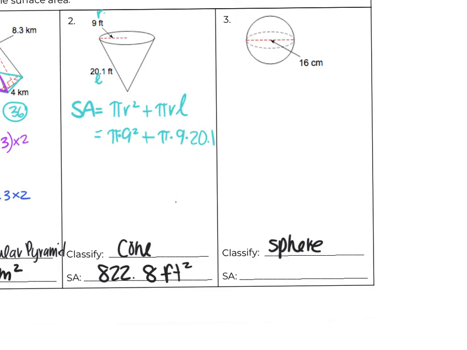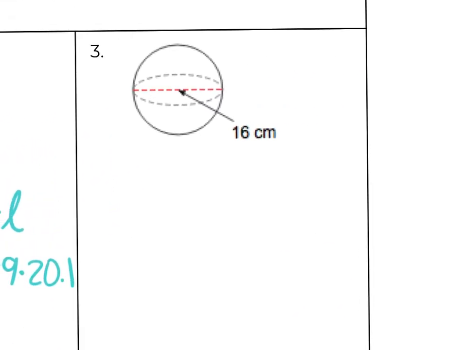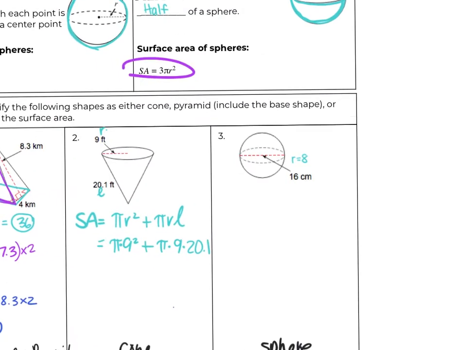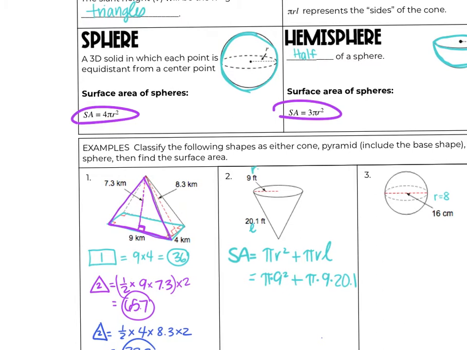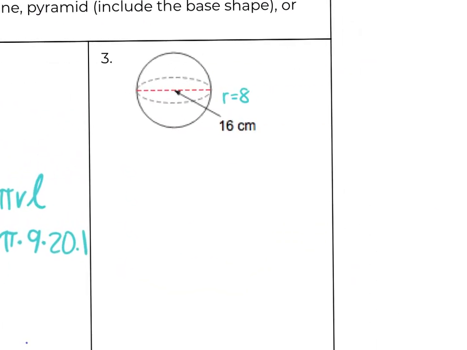Okay. All right, what is the issue with 3 before we start on it? What's the problem with the measurements they gave us? I only have the diameter, so what would the radius be? 8. Okay, we do have a formula for this one. So remember, it's 4 pi r squared. So SA equals 4 pi r squared. So I'm going to do 4 times pi times 8 squared. Matt, let me know what you get on this.